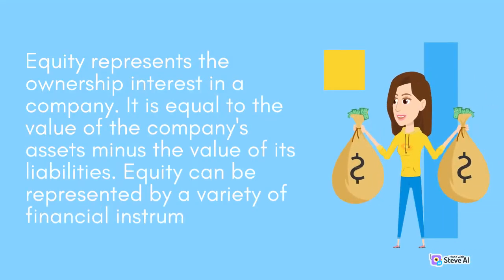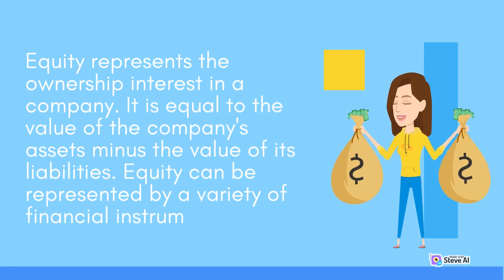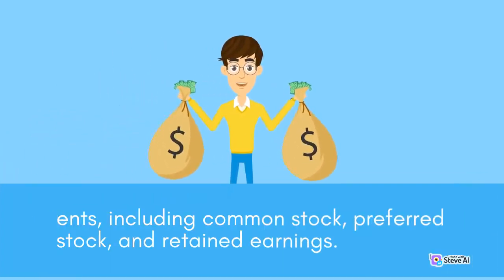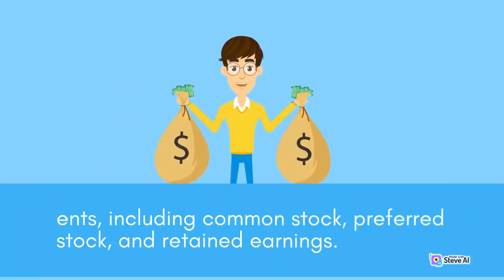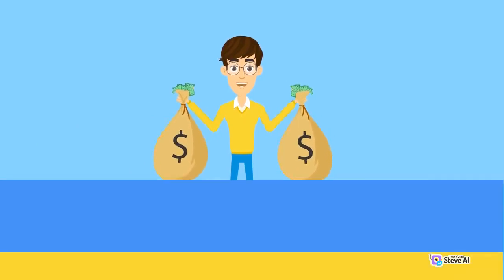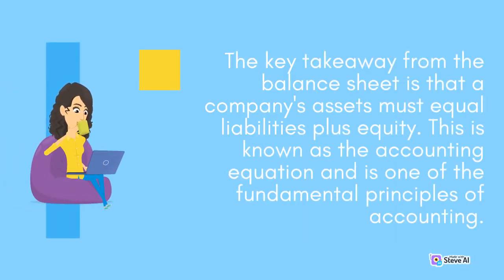Equity represents the ownership interest in a company. It is equal to the value of the company's assets minus the value of its liabilities. Equity can be represented by a variety of financial instruments, including common stock, preferred stock, and retained earnings. The key takeaway from the balance sheet is that a company's assets must equal liabilities plus equity. This is known as the accounting equation and is one of the fundamental principles of accounting.